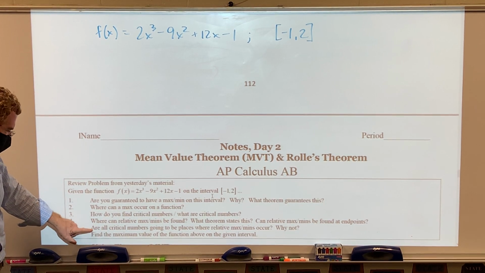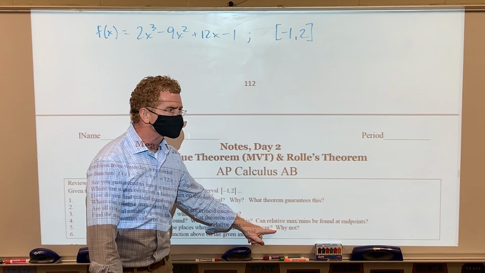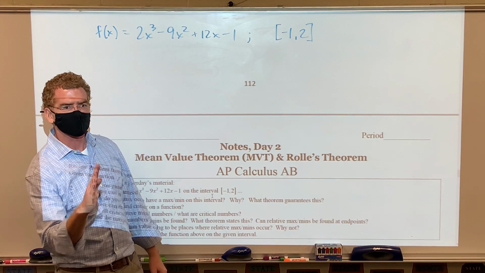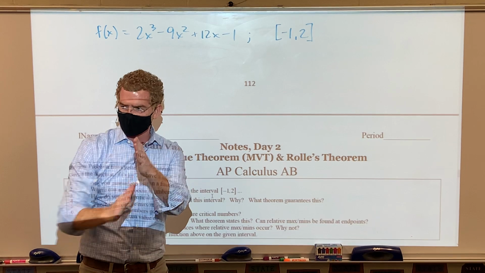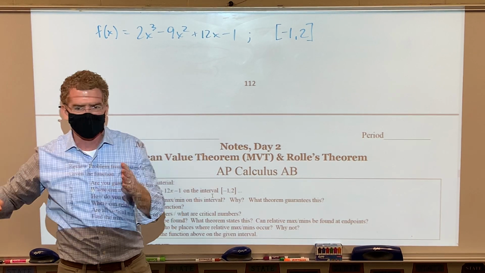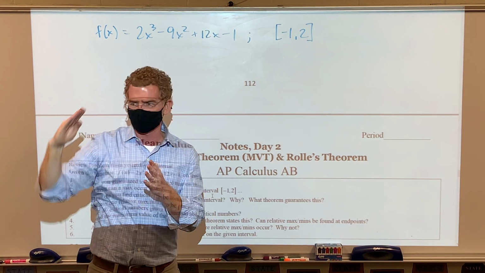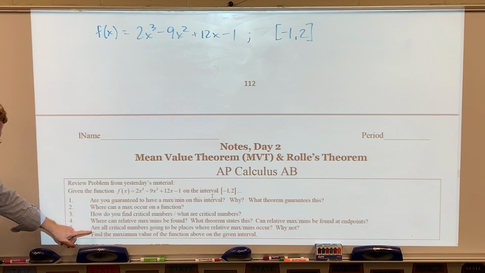And then it says, are all critical numbers going to be places where relative maxes and mins occur? No, for the reasons we just said, right? Because it might go vertical. That x coordinate is a critical number where it goes vertical, but that's not a max or min. Or it might come up and flatten out, but then keep going. We call this a horizontal layout. All right, so anyway, we've answered all these questions.